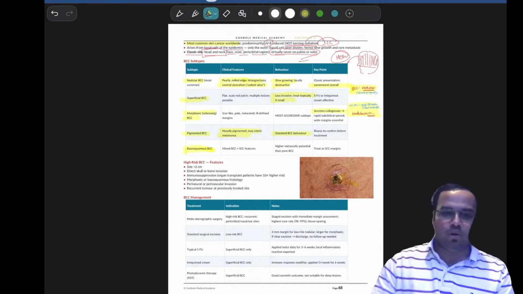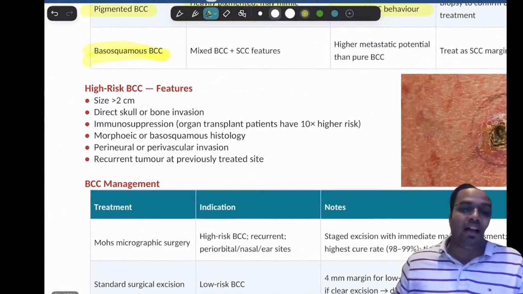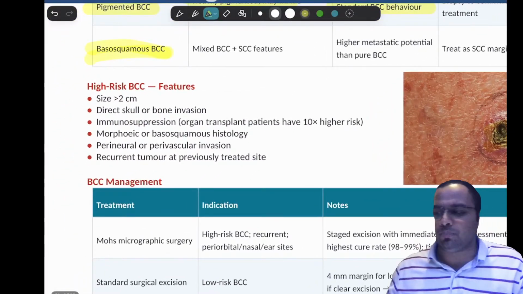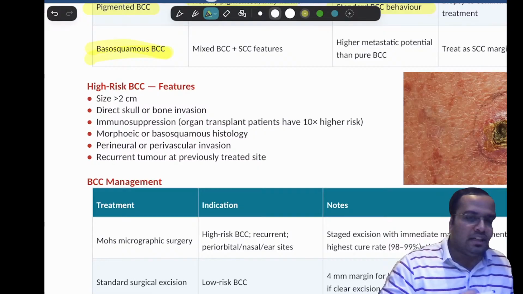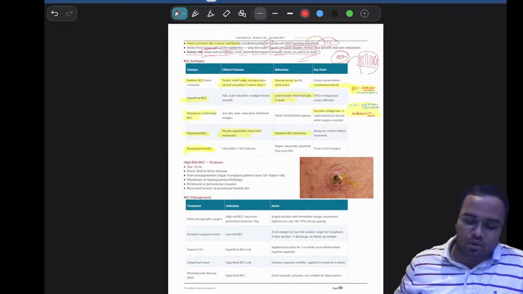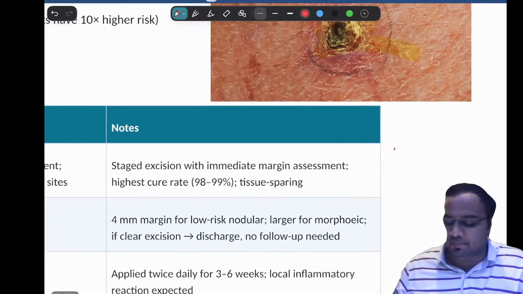So we are going to go down and check how we are going to manage the patient. But before that, let's see what the high-risk features are. Whenever a patient presents to you, you are going to take a biopsy of the lesion. So what are the types of biopsy we know? There are three types of biopsies. One is the punch biopsy.